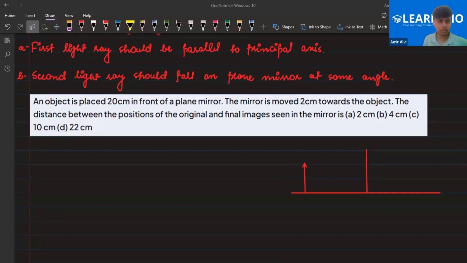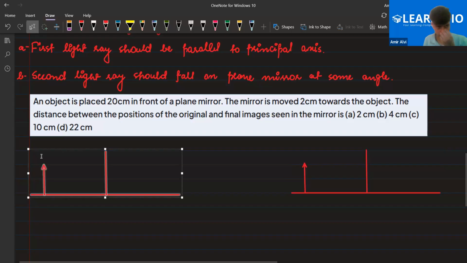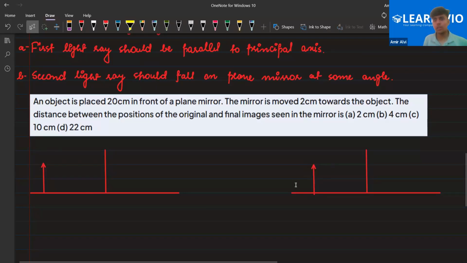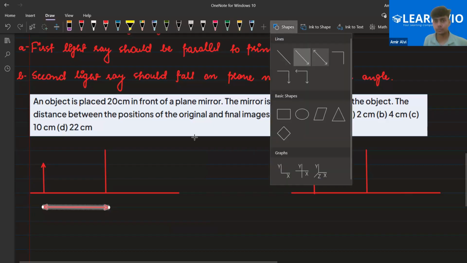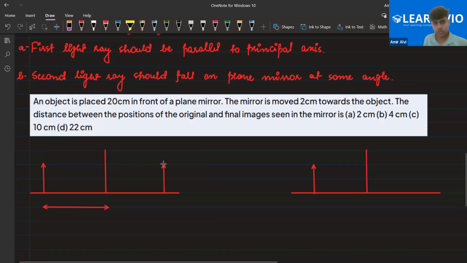Okay, so in this case, as you can see, the distance between the object and the plane mirror is 20 centimeter, right? And the image will be formed exactly 20 centimeter behind the mirror. Yes or no, everyone? Yes, sir. Okay. So it would be like this.